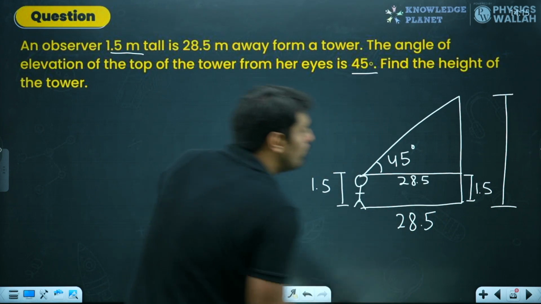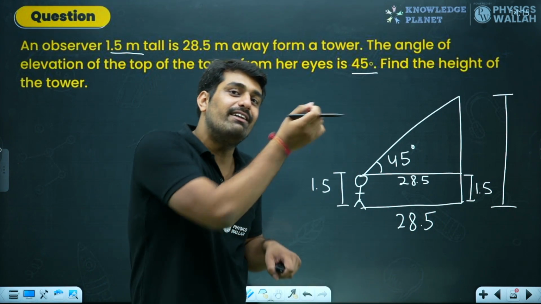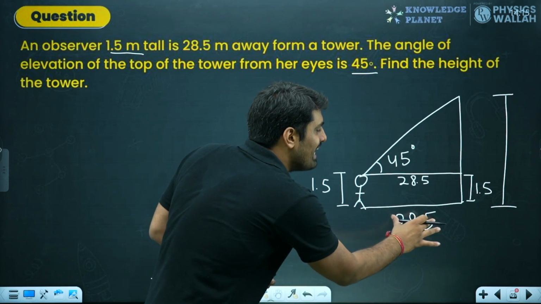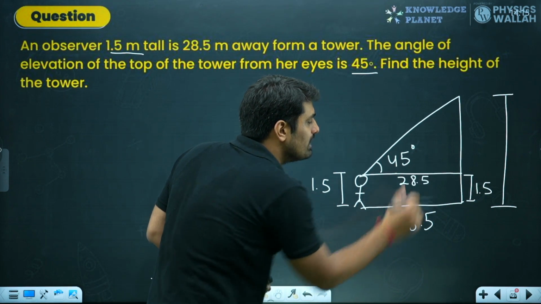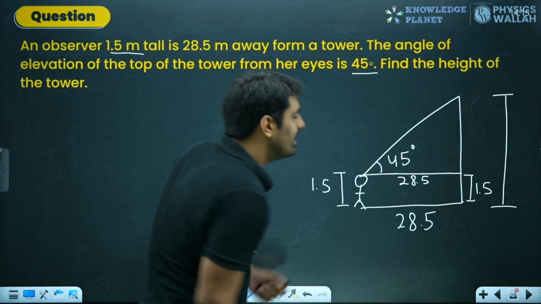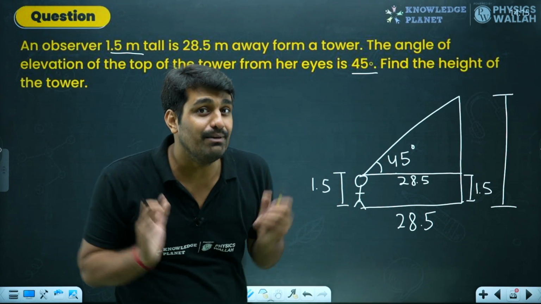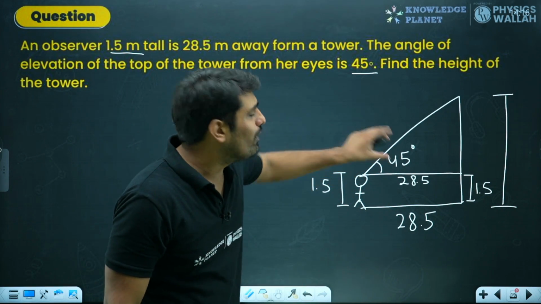How, sir? Why are you so easily using that? Okay, this side is equal to this side. Over here, this is what? This is a parallelogram. This side will be equal to the opposite side. So this is 1.5, this is 1.5, this is 28.5, this is 28.5. As simple as that.